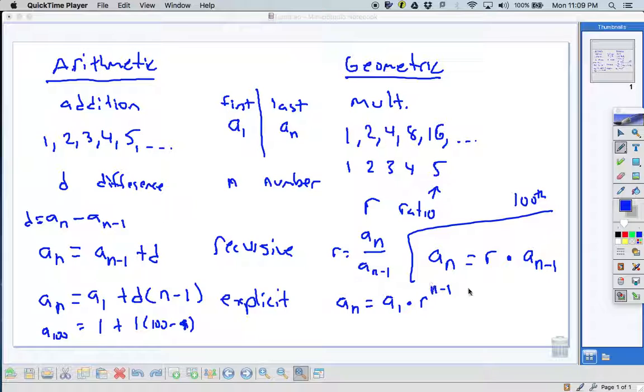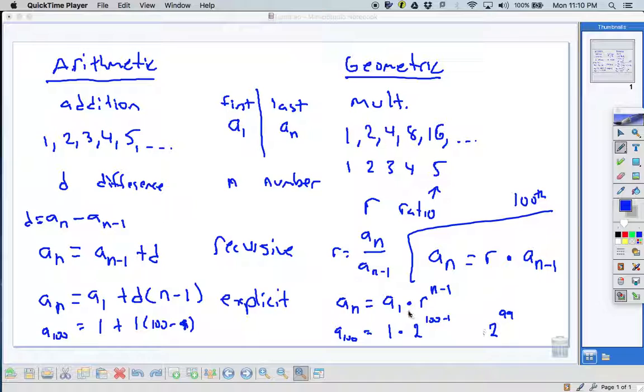So in this case, if we wanted to find the 100th term, we would want to find a sub 100. That would be our 100th term. We need to know our first term, which in this case is the number 1. We need to multiply it by a ratio, which we said in this case was the number 2. And then it's n minus 1, n being 100. So we would go ahead and multiply this by 1. Well, that doesn't change it. And we need to know what 2 to the 99th is.